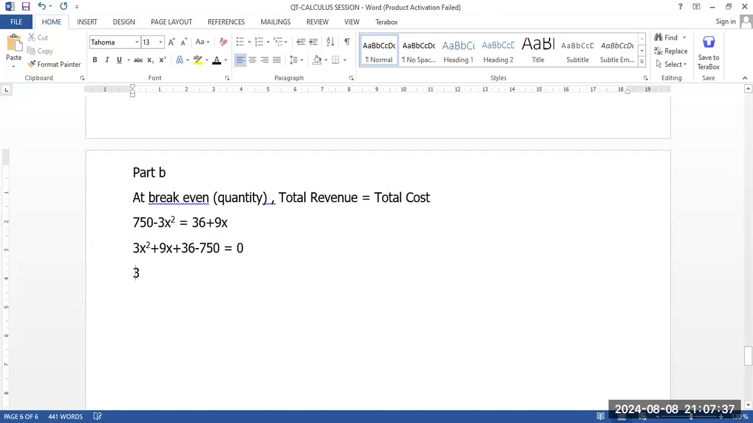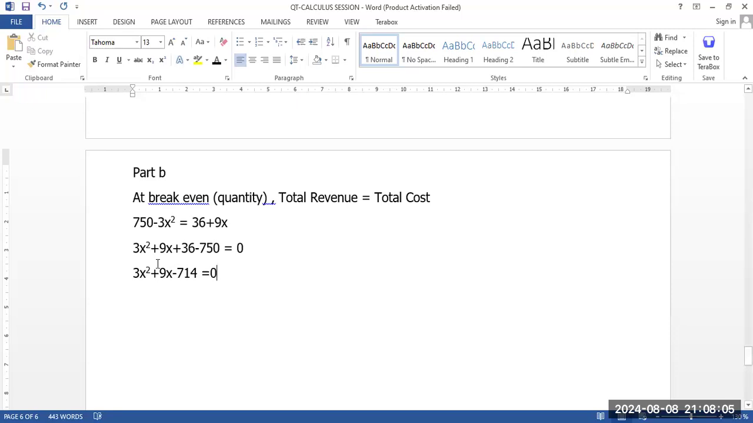So this will be 3x squared plus 9x. Then minus, if you get 36 minus 750, what do you get? Get negative 714, and we equate it to 0.